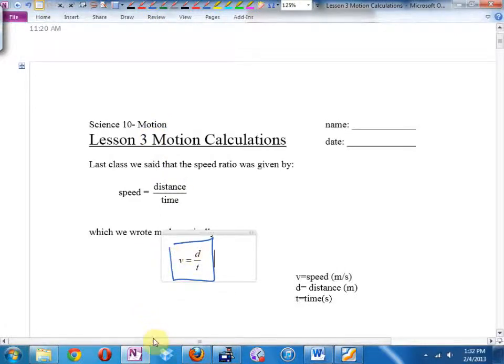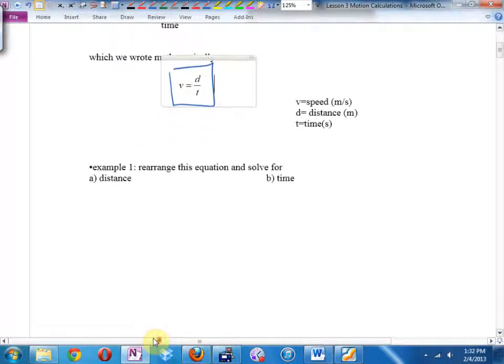And the first thing that we're going to do is rearrange this equation, because how many variables, how many letters does that equation have? 3. It's really 3 equations in one. You can get the D by itself, and with a bit more difficulty, you can get the T by itself. So I wrote down here, rearrange this equation and solve for distance.